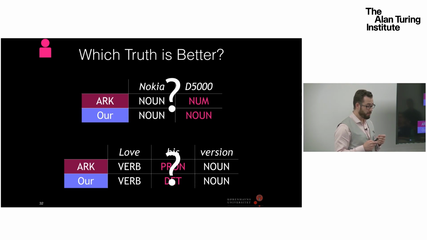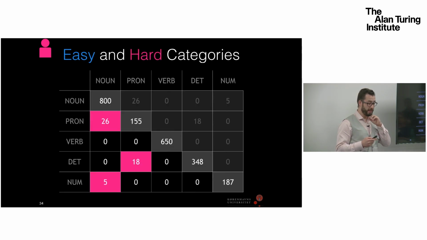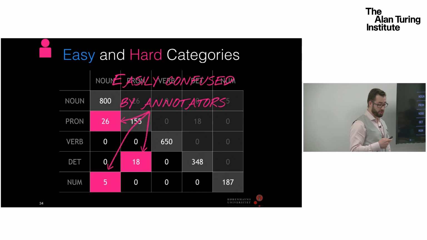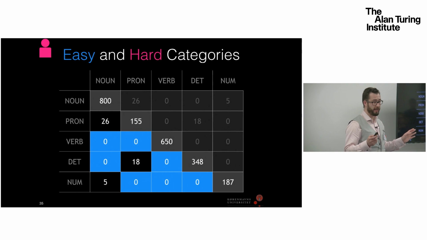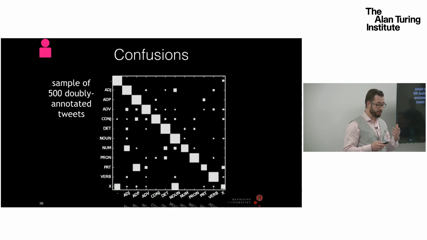So what we said was, maybe we can just tell our model that it's okay to not be sure for certain items, right? There are some hard categories. So we find that pronouns and nouns, determiners and pronouns, and numbers and nouns are oftentimes confused by annotators. So it's okay if the model doesn't get those right. However, there are other categories that annotators always agree on. They never get that wrong. Nobody confuses a noun for a verb, for example. So we can have these confusion matrices, and we can give that to the model.